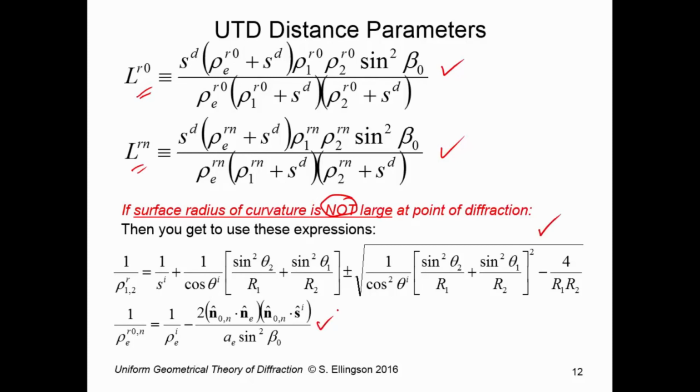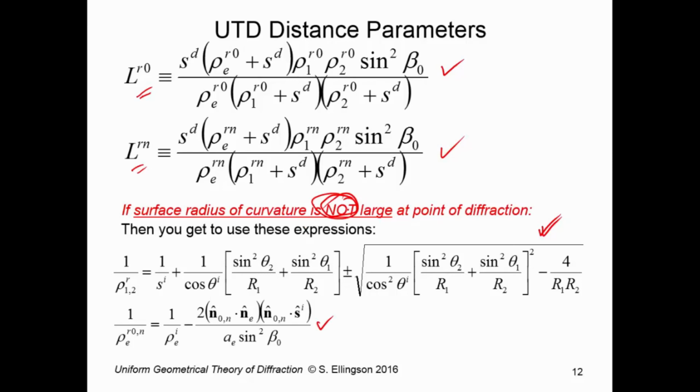Now, on one hand, these are kind of ugly. On the other hand, this is straightforward geometrical optics reflection. So computing these wavefront curvatures is simply applying geometrical optics to the zero and n faces independently, and then computing these wavefront curvatures. So you can refer to a previous lecture where I talked about geometrical optics reflection for a refresher on how to use these equations. And again, you only really need these if the surface curvature is not large at the point of diffraction.